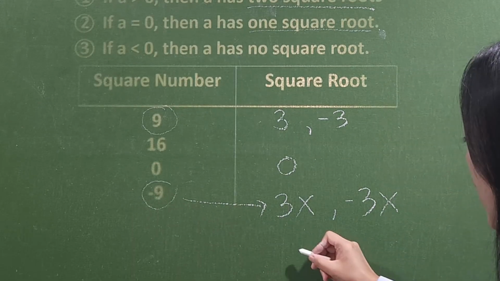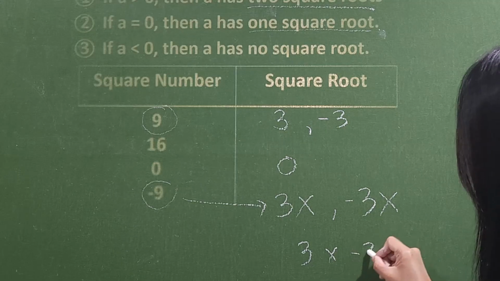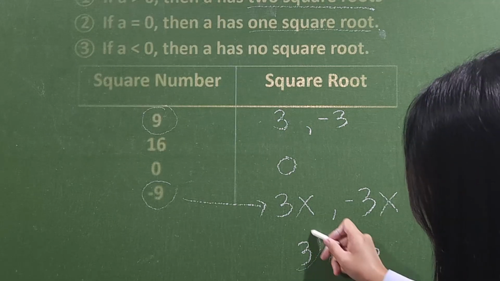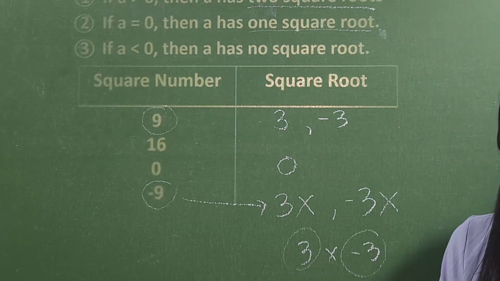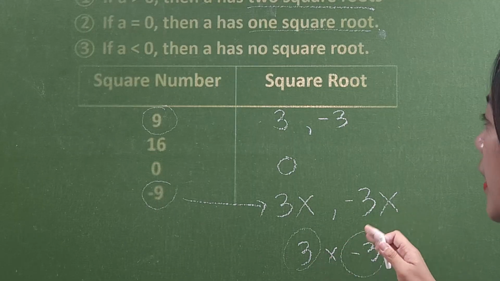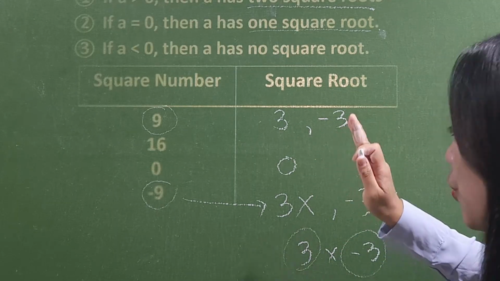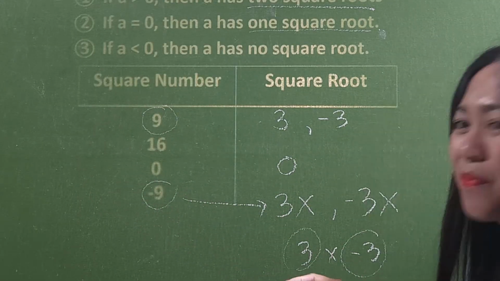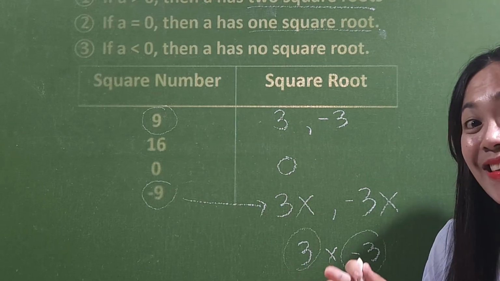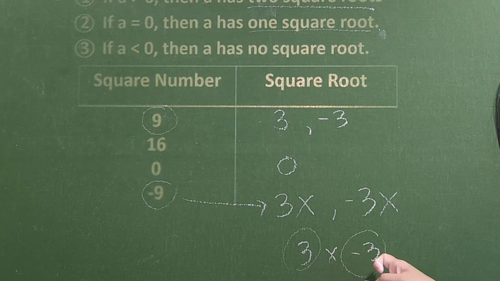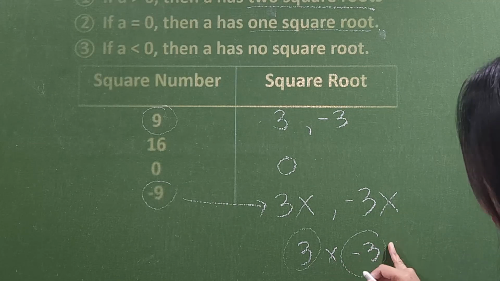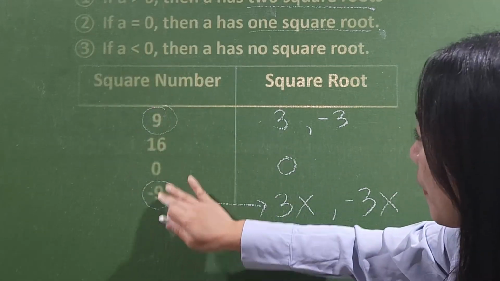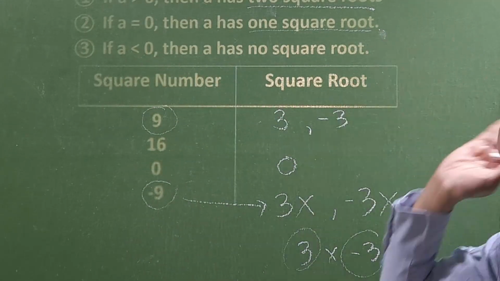To get negative 9, it should be 3 times negative 3 or negative 3 times 3. But these two numbers are different numbers. Take note, if we are trying to find a square root, we have to multiply exactly the same number with the same sign. So 3 and negative 3 are different numbers. So if our square number is a negative number, then it has no square root.